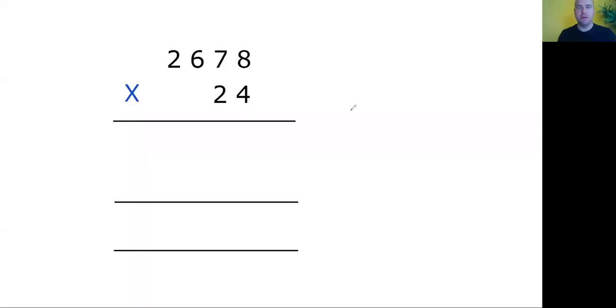I'm going to be showing you how to do long multiplication. I'm going to be multiplying by units. I'm going to be multiplying by 10. So let's jump straight into it. I'm going to share my screen with you. So this is the calculation that I have created.